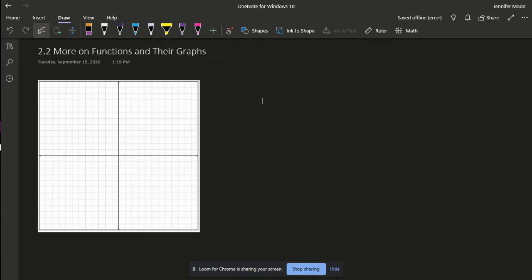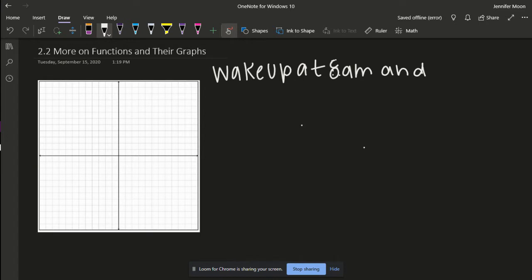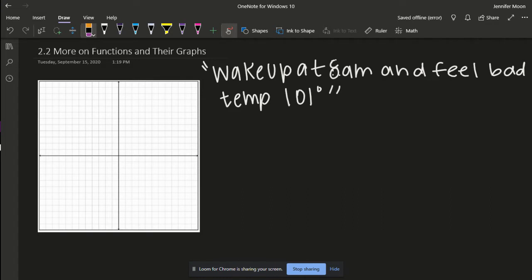My example is that I wake up at 8 a.m. and I don't feel well. Say that I feel bad, and I have a temperature of 101 degrees. Okay, hypothetically, let's say I don't feel good and I've got a temperature of 101 degrees.